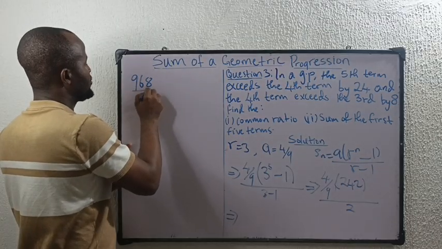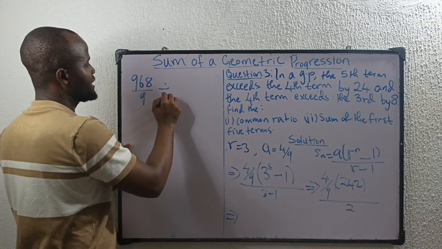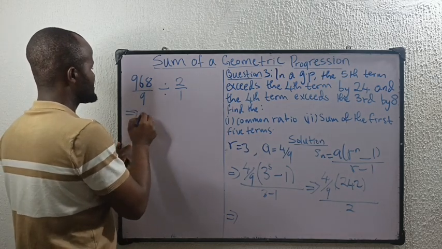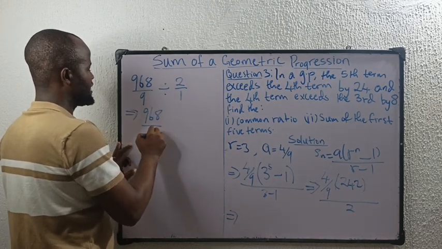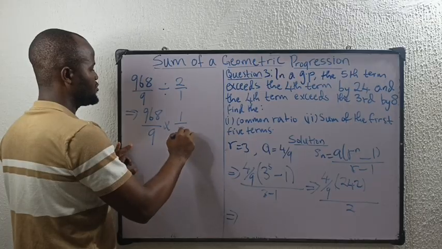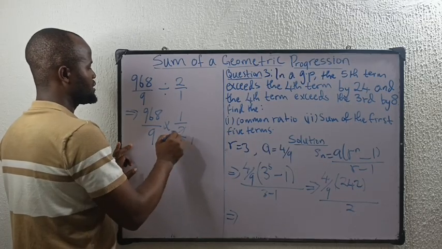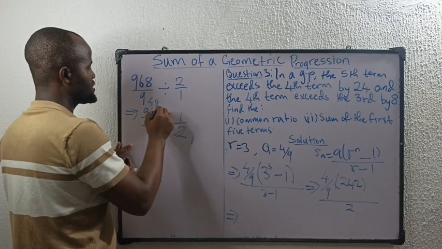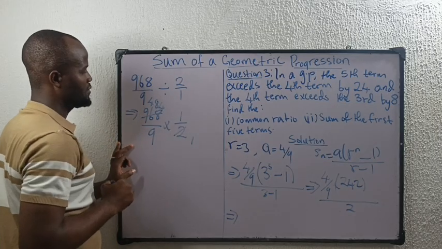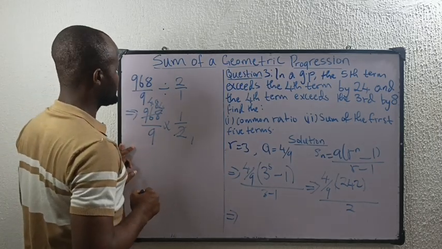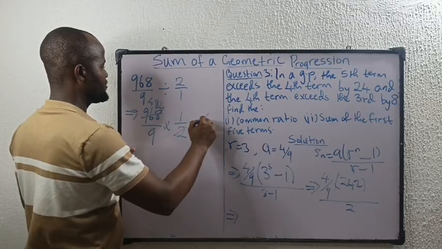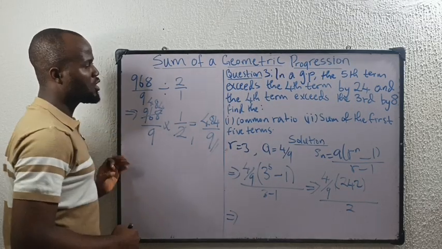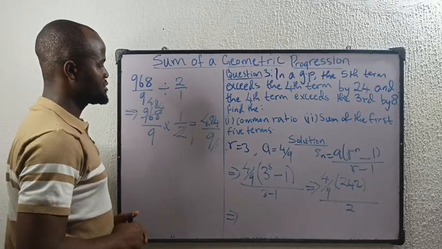968 over 9 divided by 2 over 1. So this implies 968 over 9 times 1 over 2. So 2 here goes 1, 2 here goes 4, 8, 4. Yeah, so that's 484 over 9. So the final answer is 484 over 9. And that's the sum of the first 5 terms of this GP.